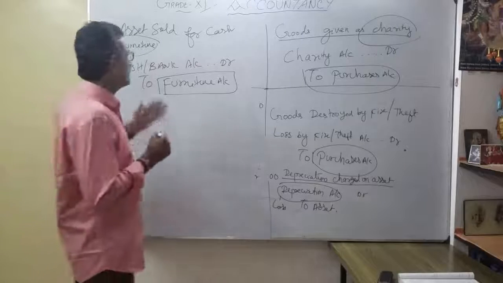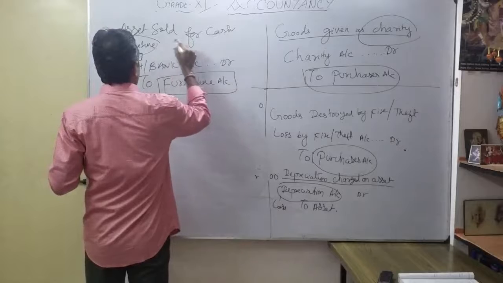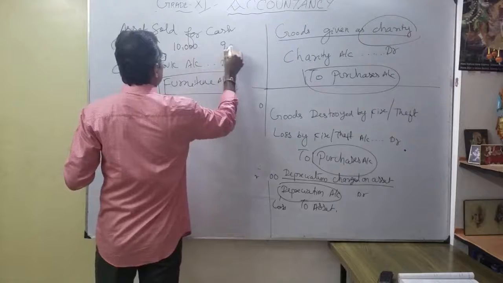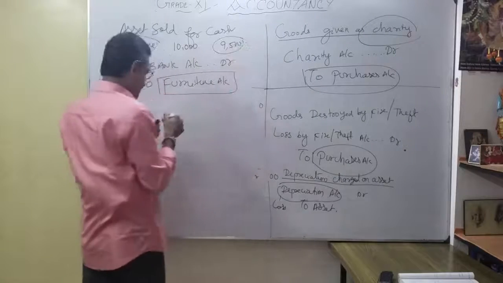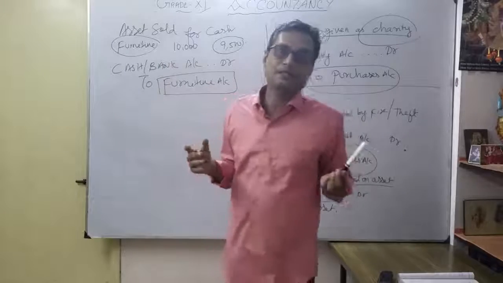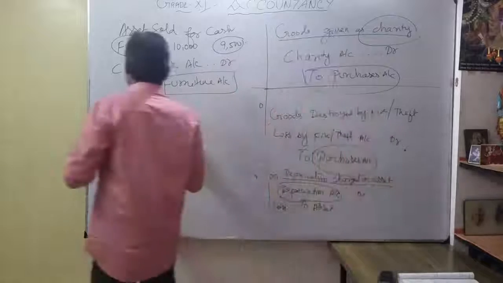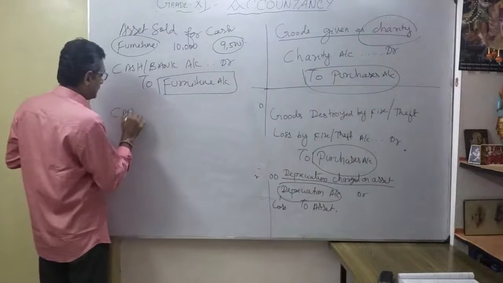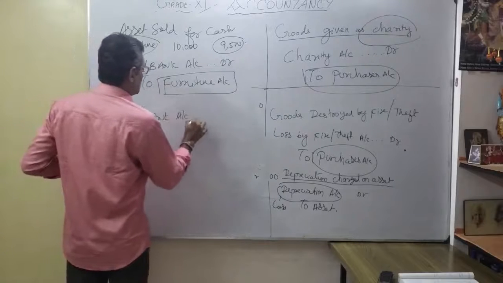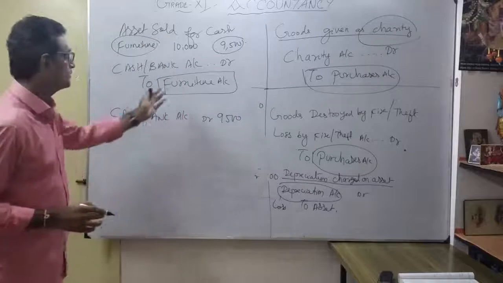For example, this furniture, an asset, is sold for cash. The furniture is worth 10,000, and I sold it for how much? 9,500. So naturally, what will happen? How do I give effect here? Here, 10,000 worth of furniture, I sold only 9,500. So what is the journal entry here? Again, I got cash or bank account debit, 9,500.